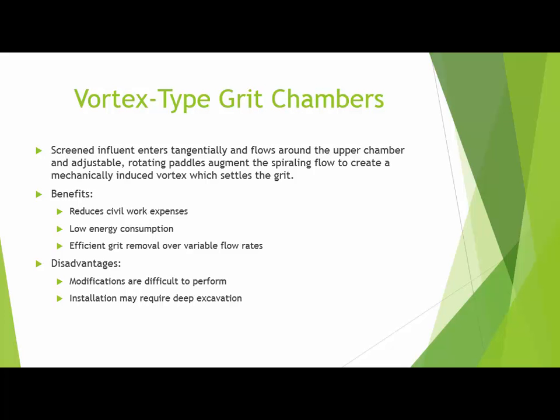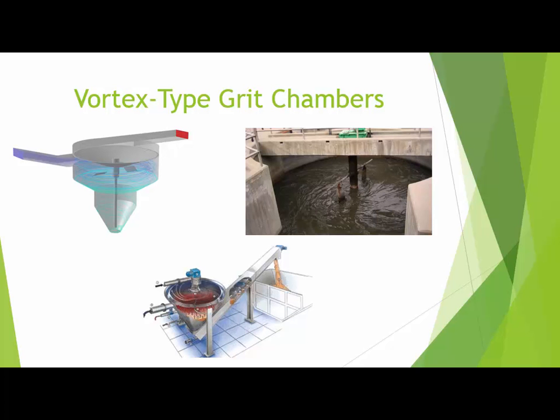Next, let's talk about vortex type grit chambers. Basically, screened influent enters tangentially and flows around the upper chamber, and adjustable rotating paddles augment the spiraling flow to create a mechanically induced vortex which settles the grit. Benefits of this are reduced civil work expenses, low energy consumption, and efficient grit removal over variable flow rates. Some of the disadvantages, though, are that some installations require deep excavation, and modifications are difficult to perform on this. We do have three pictures here.